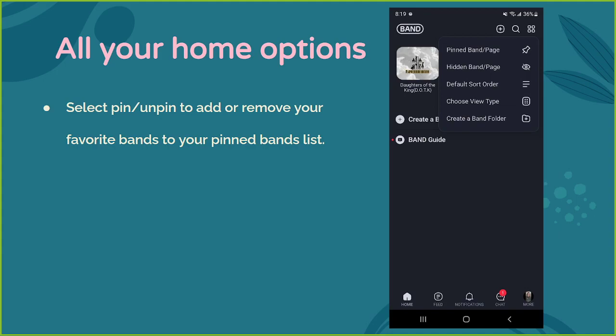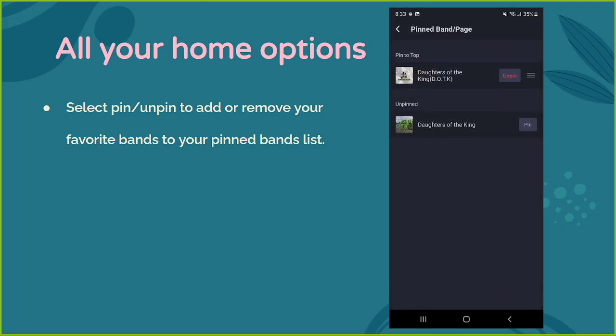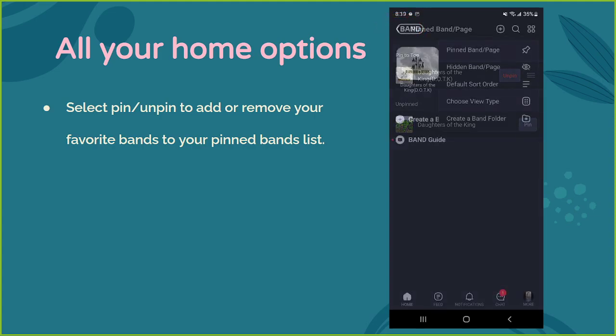Here, if you're part of a lot of different bands, you can actually pin which ones you want to keep up top. You can hide specific ones if needed. The pinned ones, this is what it looks like if you want to change which ones are your favorites that you keep up top. You can remove and add them as you like. And if we hit the back button up here, that will take us back to that main screen.